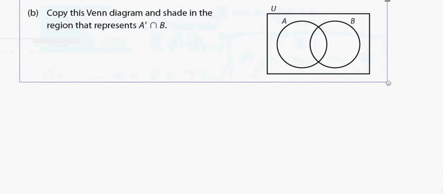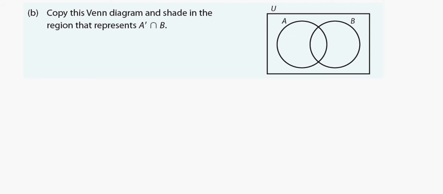Next one, copy out this Venn diagram and shade in everything that's not in A complement intersection B. Okay. So A complement, if you will, is everything that's not in A. So A complement is everything that's shaded in blue. Now, it also has to be in B, so we're going to shade the part that's B in red. It's where the blue and the red intersect that is both of them put together.